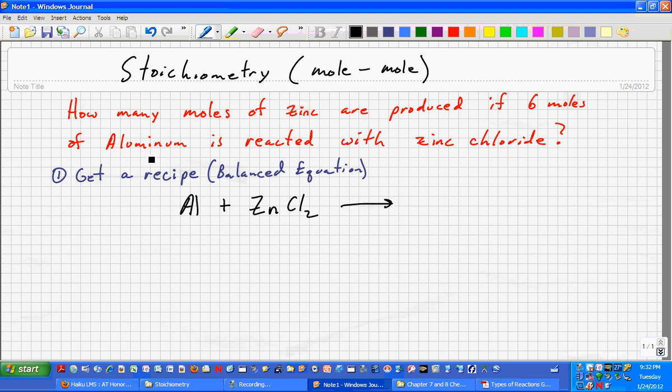For sure this is going to produce zinc, because it says how many moles of zinc are produced. Taking a look at this, we can see that this is a single replacement reaction. I've got an element, aluminum, reacting with zinc chloride, a compound. So zinc gets kicked out by aluminum, and we wind up with zinc and aluminum chloride. So far we've got our formula equation.